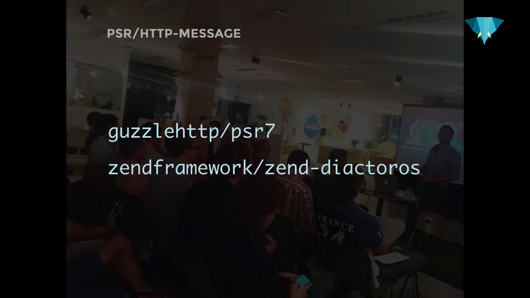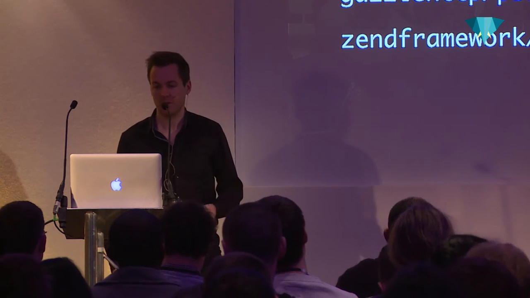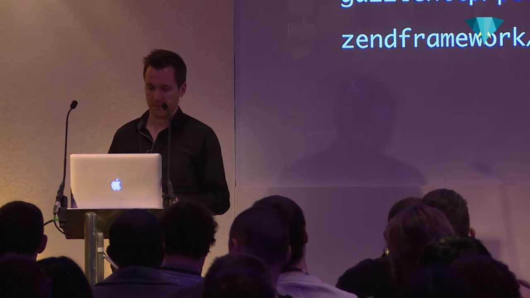So there's a couple of implementations of these interfaces. The most famous ones, or the most downloaded ones, are the Guzzle HTTP/PSR7 package, but there's also the Zend Framework/Zend Diactoros. I'm not Greek, but that should be Greek. That package includes super useful helpers and factories and emitters. I will show you them later.